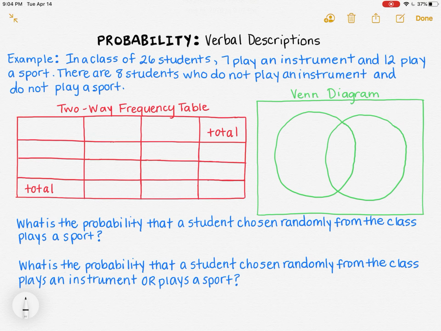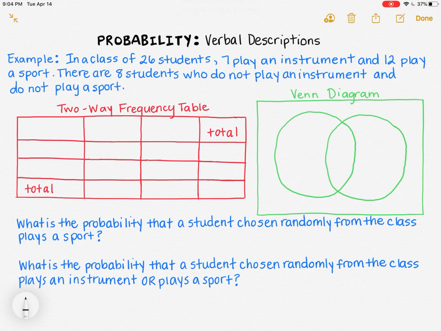In this example, we have a class of 26 students. 7 play an instrument and 12 play a sport. There are 8 students who do not play an instrument and do not play a sport. As you can see, I've already given you templates for the table and the diagram, but you should feel comfortable making these from scratch on your own in the future.